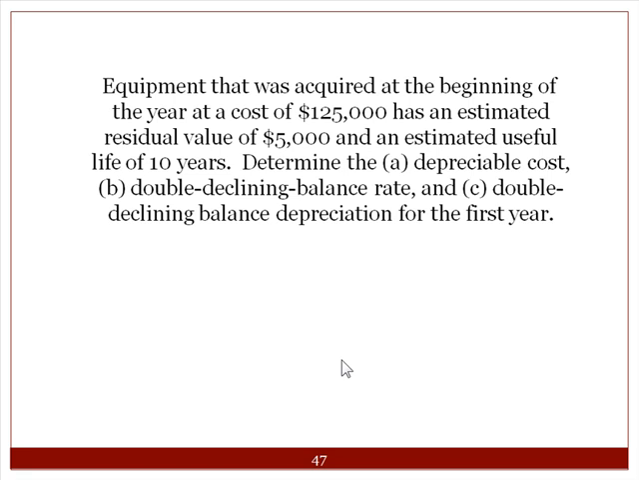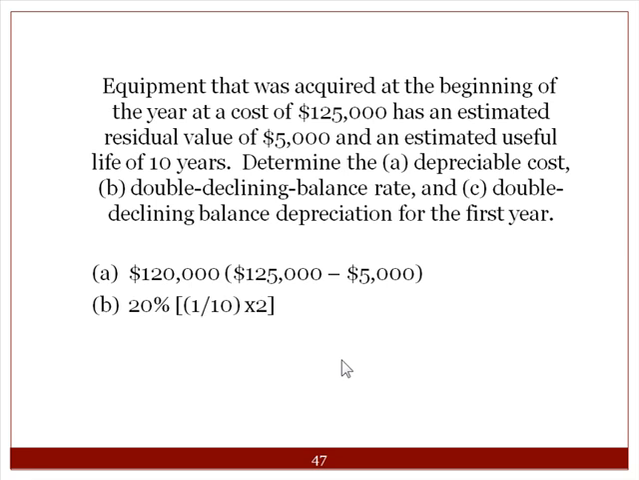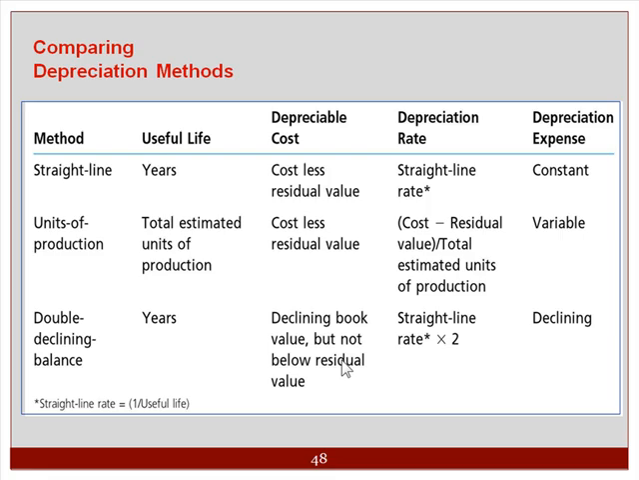Here's another one where you have a $125,000 asset with a $5,000 residual value, and it's a 10-year life. So there's your depreciable cost, which is the 120,000. Your rate is twice the straight line rate, so it's 1 divided by 10 times 2. And the first year depreciation is 20% times the 125,000.